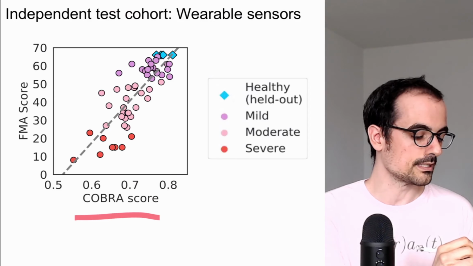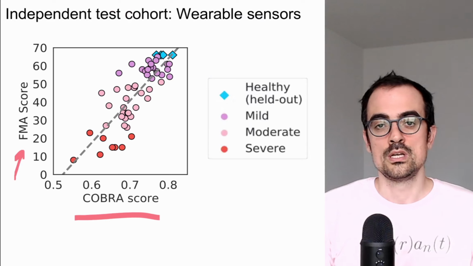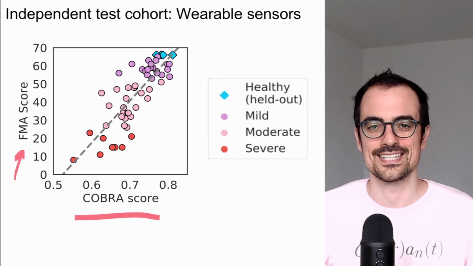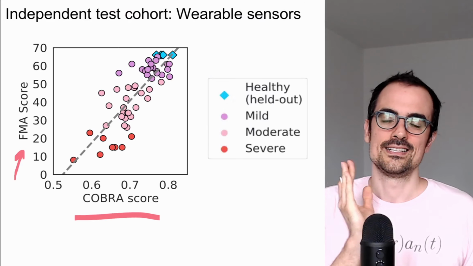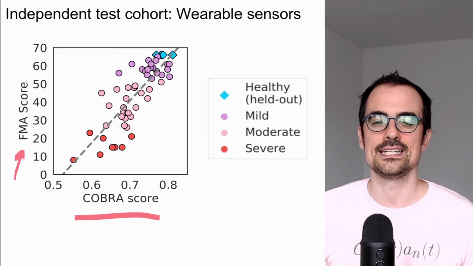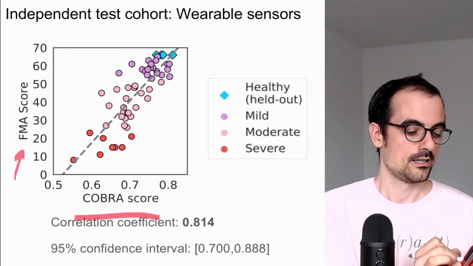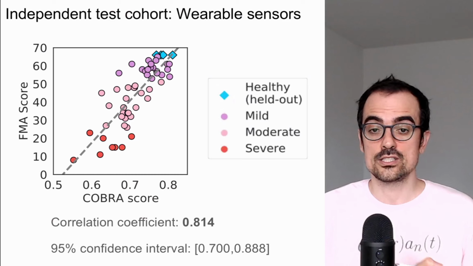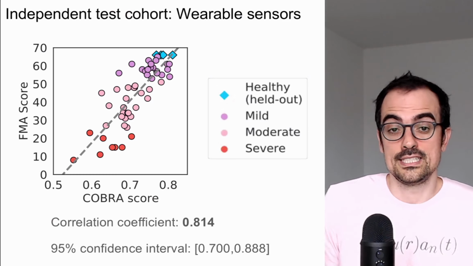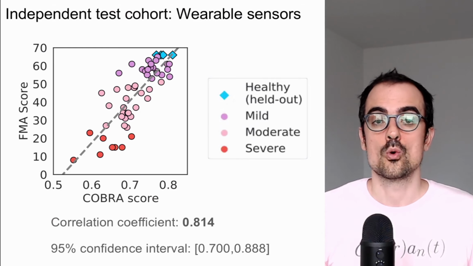And here on the vertical axis, we see this FMA score, which takes between 30 and 45 minutes to compute and requires a trained expert to sit down with the patient. And what we observe is that there's an extremely high correlation between the expert-based FMA score and our automatic machine learning-based or AI-based COBRA score. The correlation coefficient is actually 0.814, and these 95% confidence intervals indicate that this is statistically significant. So this demonstrates that our automatic COBRA score is able to accurately quantify impairment.